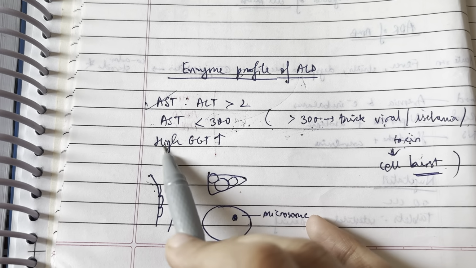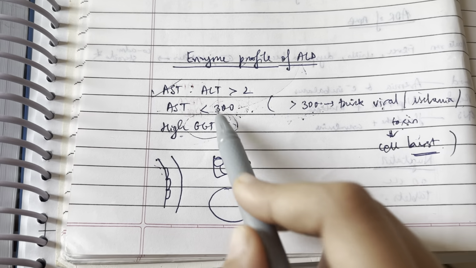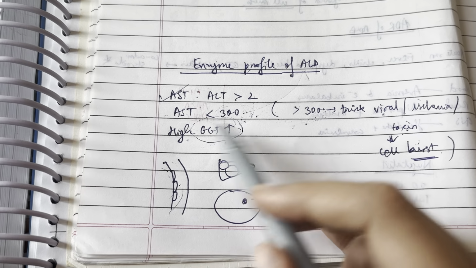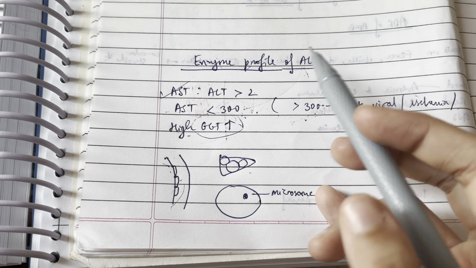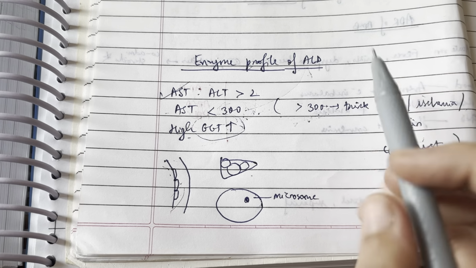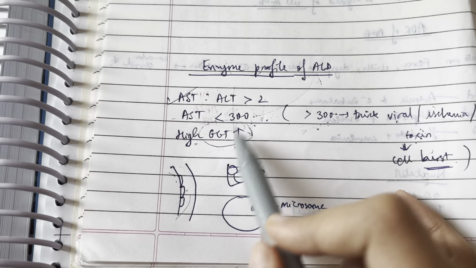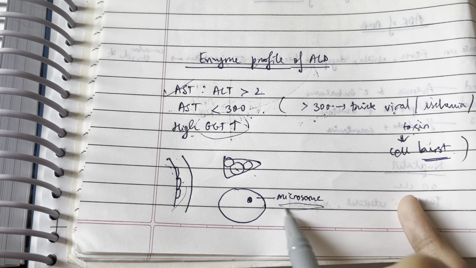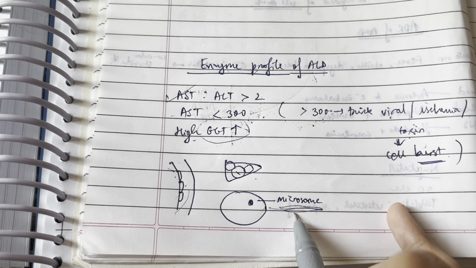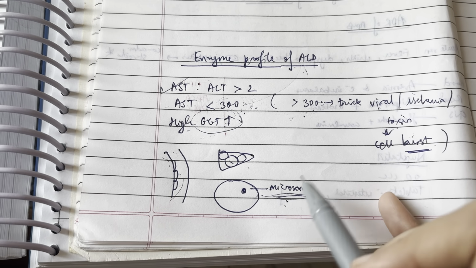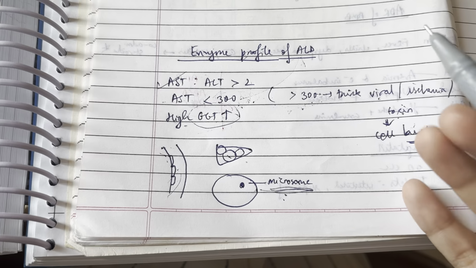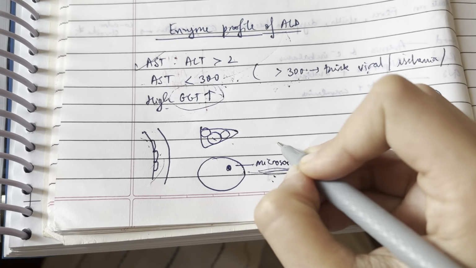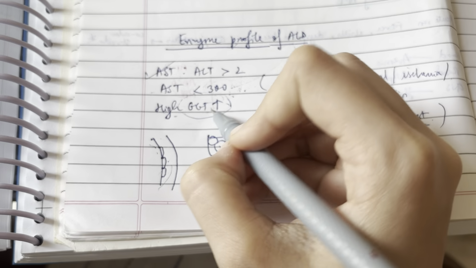Now, high GGT. We often learn that GGT is present in the bile duct epithelium. So how is alcohol related to anything bile? No, GGT is also present in the hepatocytes. It is mainly present in the microsomes of the hepatocytes. Understand this: alcohol is basically a microsomal activator, so it increases all the enzymes that are present in the microsome, which is why GGT is increasing.